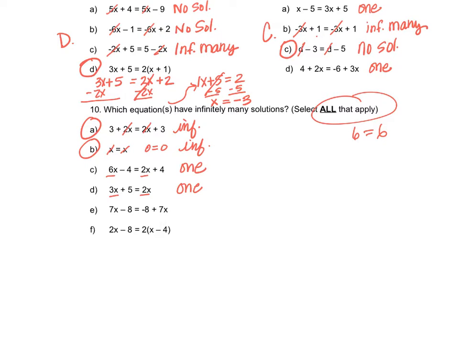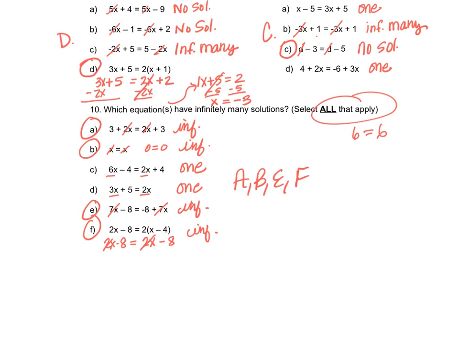E part, 7x on the left, 7x on the right. If I cancel those out, I have a negative 8 on the left equals a negative 8 on the right. That is infinitely many because those are equal. And the last one I need to do the distributive property. That would be 2x minus 8 on the right and 2x minus 8 brought down on the left. Those are identical. If I cancel out my 2x's, I have negative 8 equals negative 8. So that is infinitely many. So we actually had 4 answers, A, B, E, and F. And that is the worksheet.